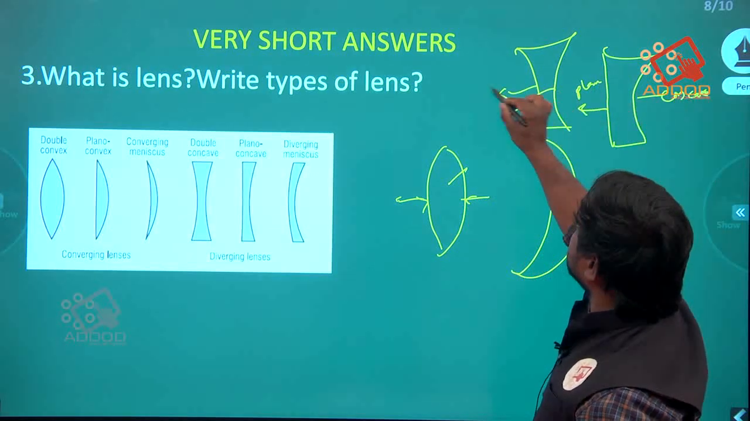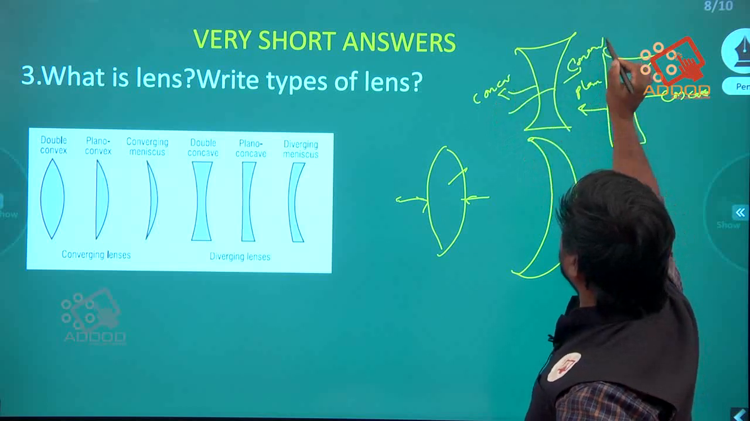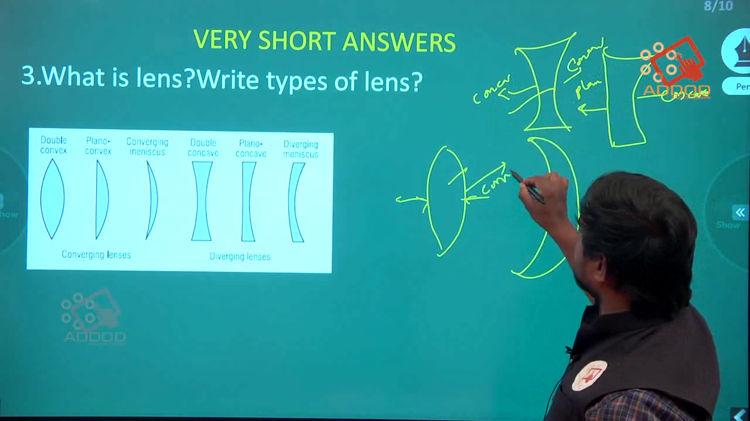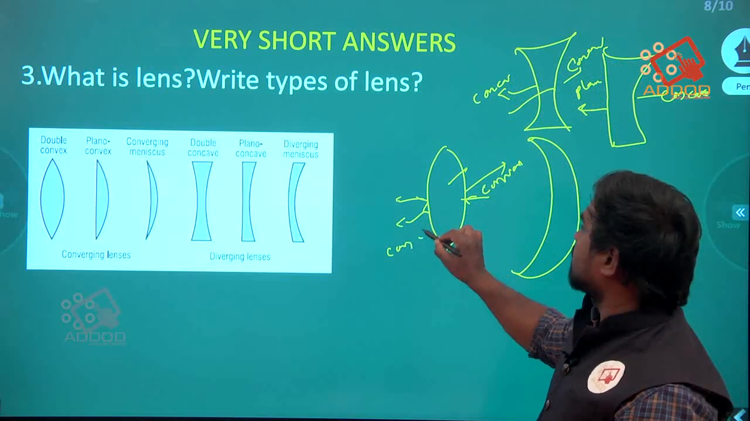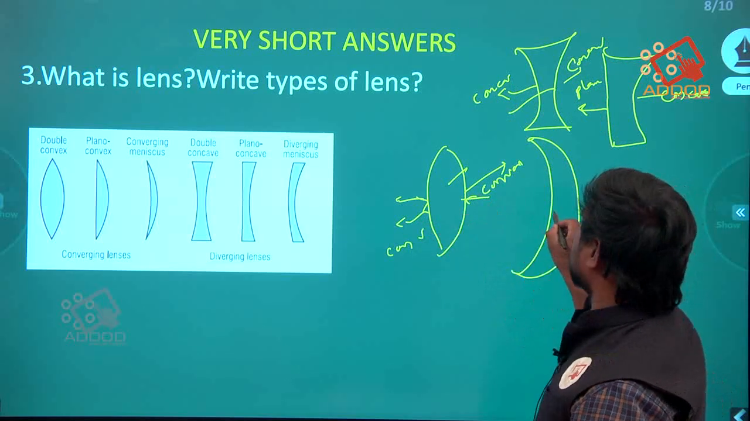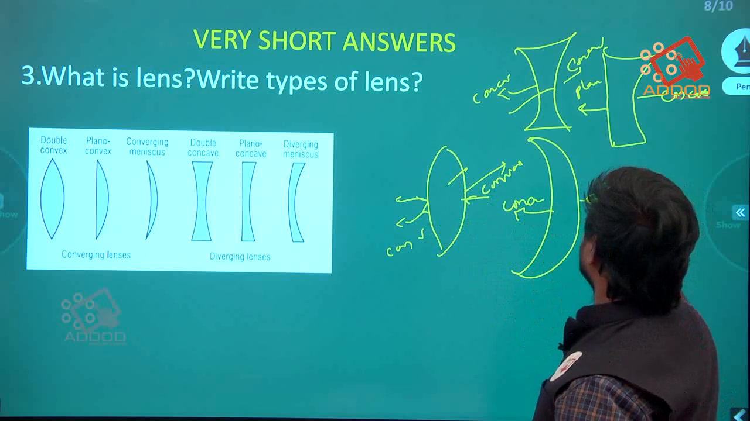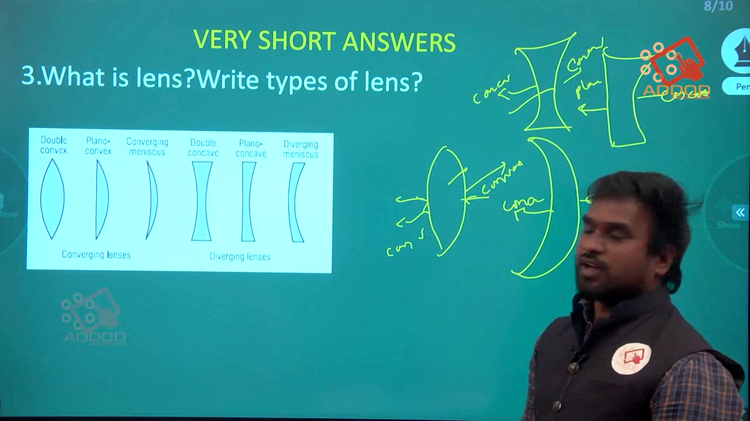Plano-concave: this side is concave. So this is the double concave. This is a convex surface, and this side is also a convex surface. That's why we call it biconvex. This side is a concave surface and this side is a convex surface. That's why we call it a concavo-convex lens.